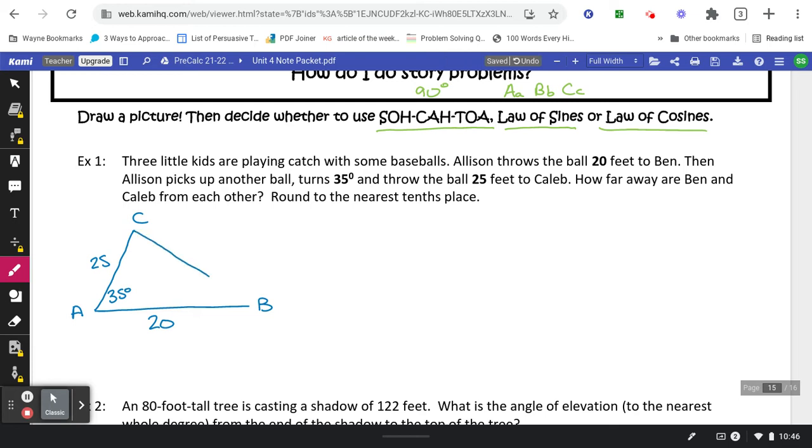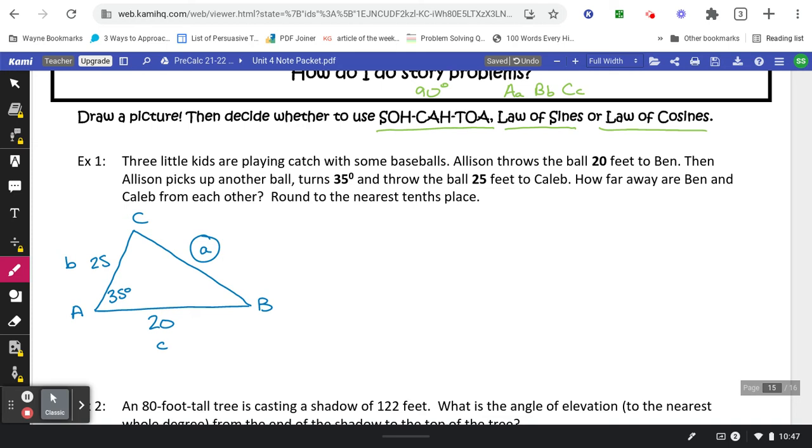So we're looking for this distance right here. And on that triangle, since here is your angle A on the left corner, this would be side A. That's what we're going to be looking for. Let's label the rest of these. Side B is the 25. They're always across from each other. And side C is the 20.